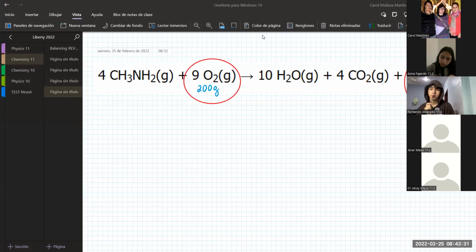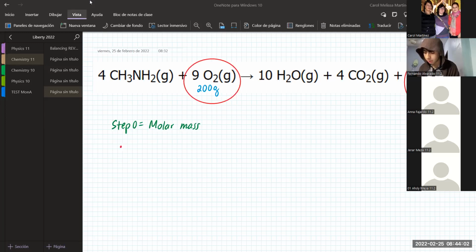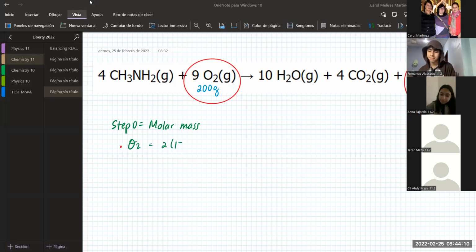So according to the plan I gave you, first we need to get molar masses, okay? In this case, molar masses are very simple to get. So this is going to be step 0, to get the molar masses. So the first one is O2, okay? So it's the same as multiplying 2 times 15.999.